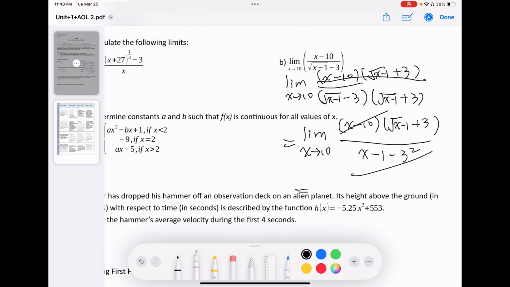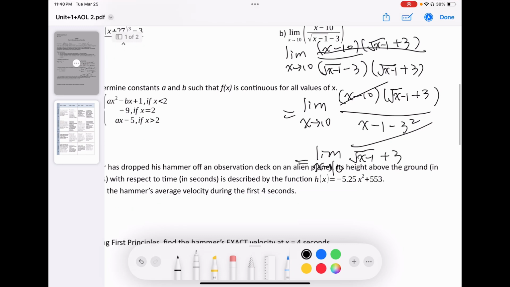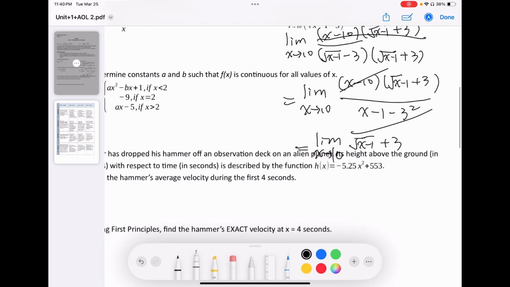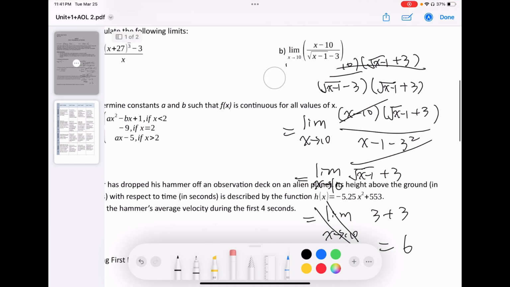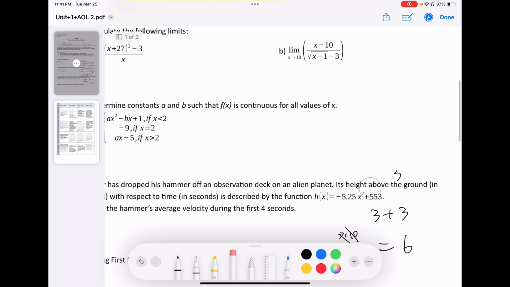And so we just get the limit as x approaches 10 of x minus 1 plus 3. We just plug in x right away. So it'll be the limit as x approaches 10. Sorry about the handwriting. And then 3 plus 3. So the answer will be 6. So part B equals 6.